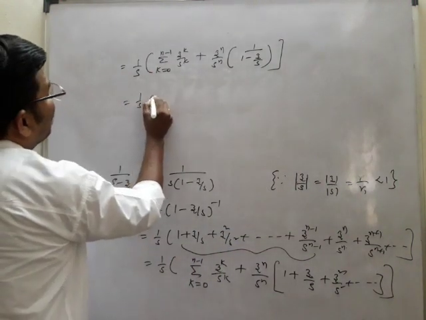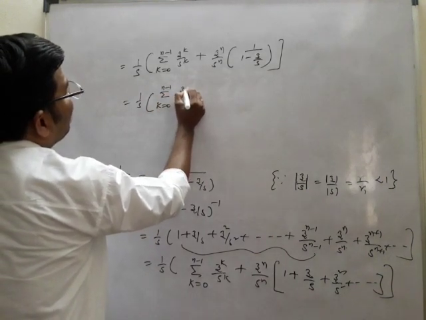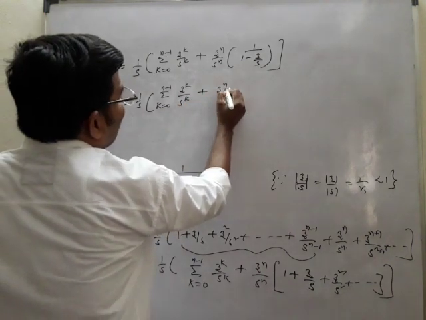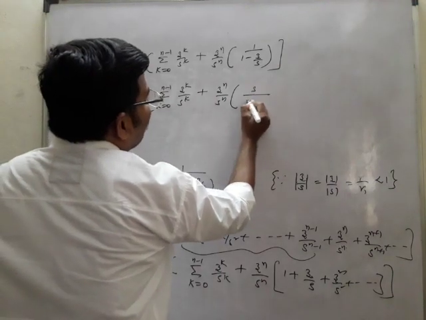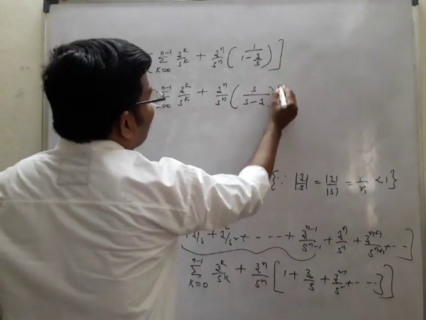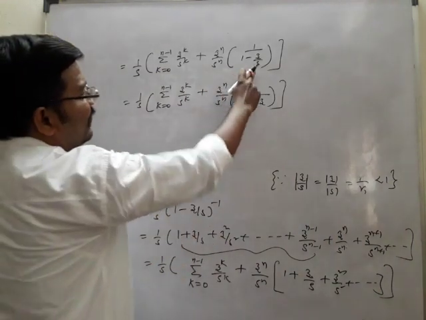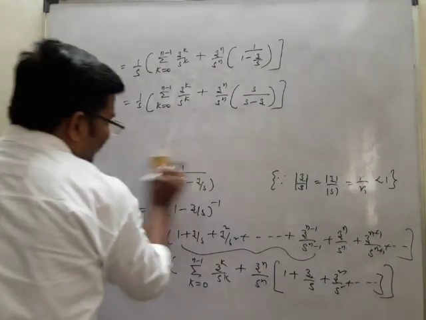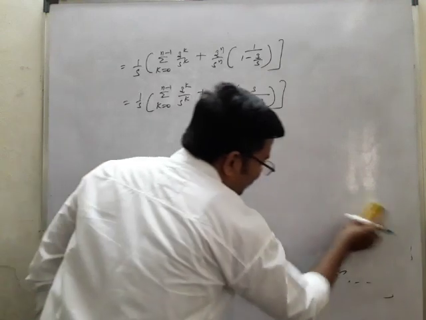This is 1 by s summation k equal to 0 to n minus 1 of z power k by s power k, plus z power n by s power n, this is s by s minus z. I think you understood. Just take an LCM, and the s in the denominator goes to the numerator. Again you try to multiply inside. If you multiply inside, you will be getting it in this form.